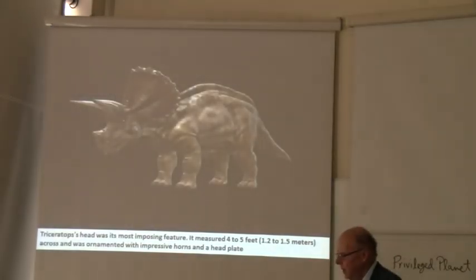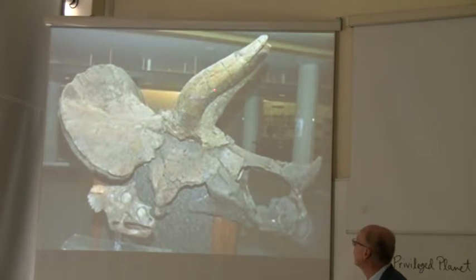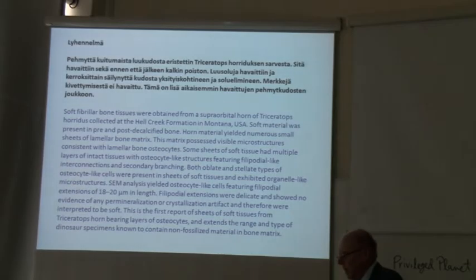This is the Triceratops dinosaur. From this horn he found biomolecules, which is interesting. And here's some more stuff. I don't want to go into the details, but the scientific publication explains what the soft tissue was like.